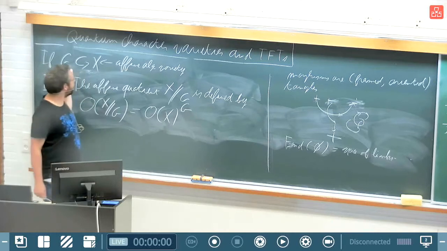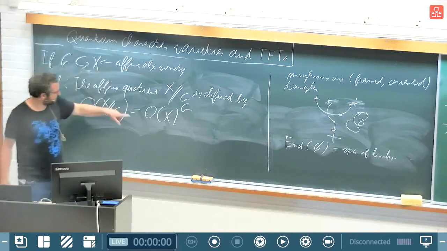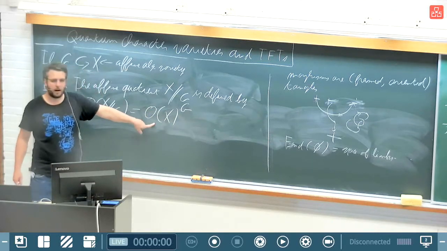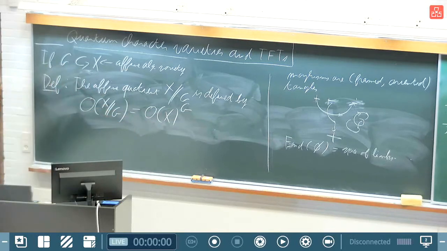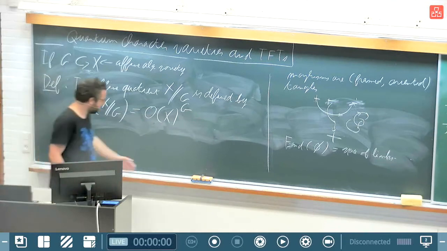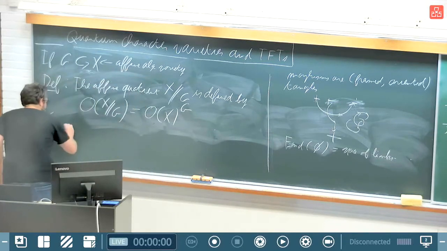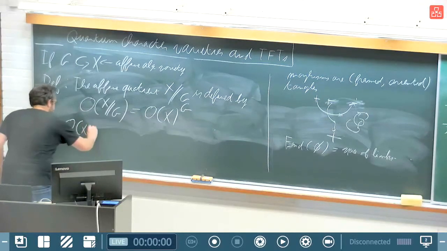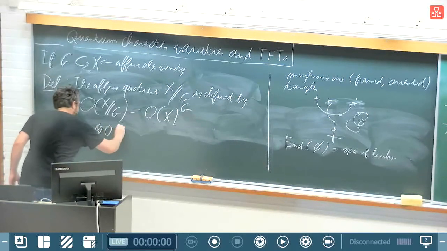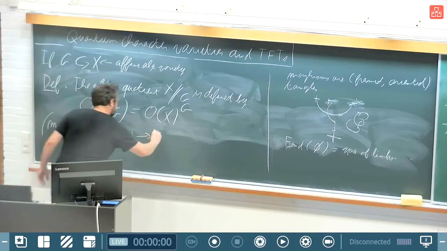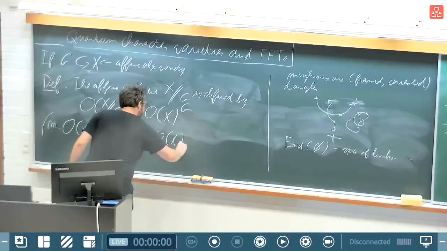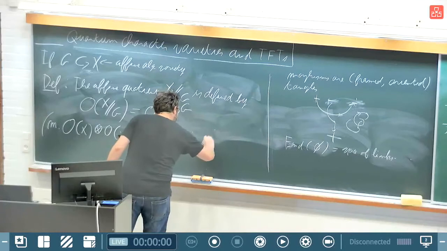Okay, so the action of G on X actually gives you an action of G on this algebra. And it turns out that this is compatible with the multiplication. So part of the claim is that the multiplication of this algebra is a map of G-modules.